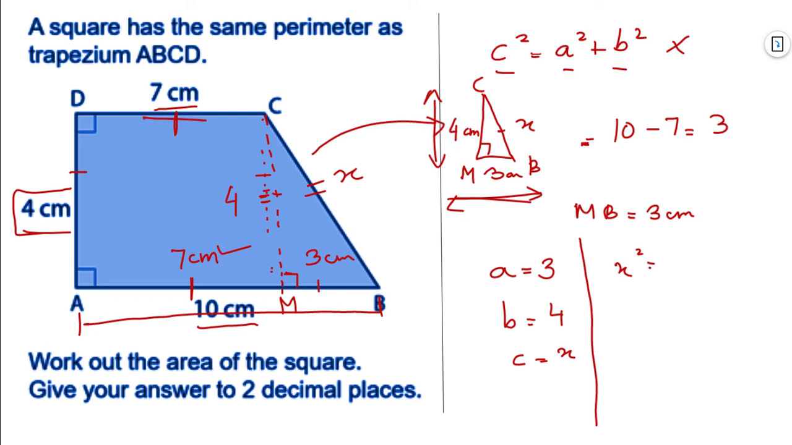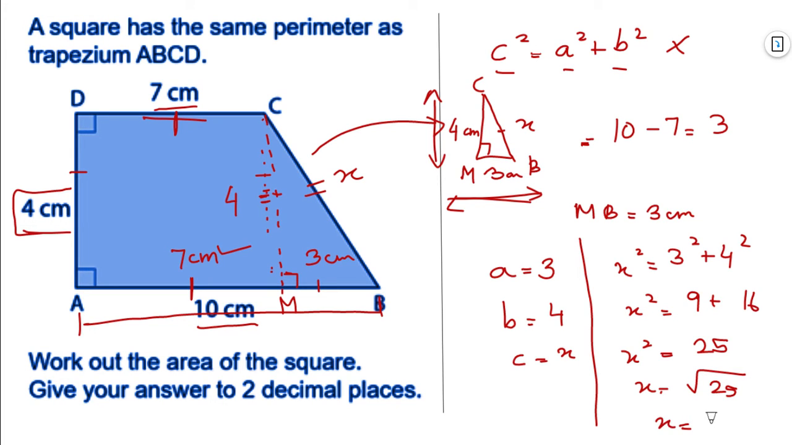So I'm going to write x squared equals 3 squared plus 4 squared. 3 squared means 3 times 3, that's a 9, plus 4 times 4, that's a 16, and x squared is equal to 16 plus 9, that's a 25, and x equals the square root of 25, and x is 5 centimeters.